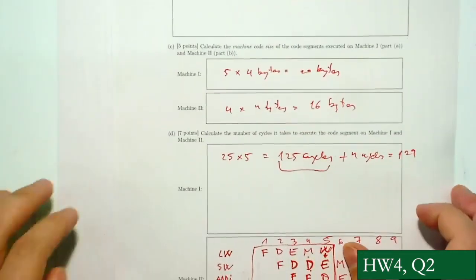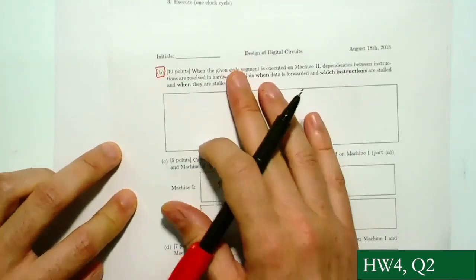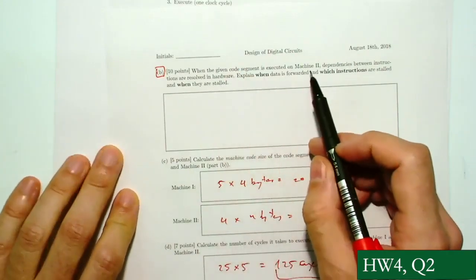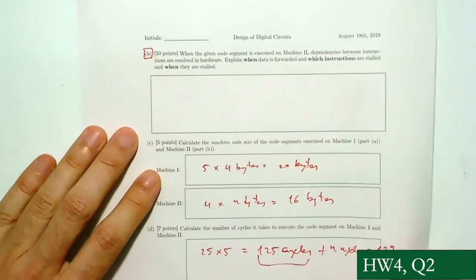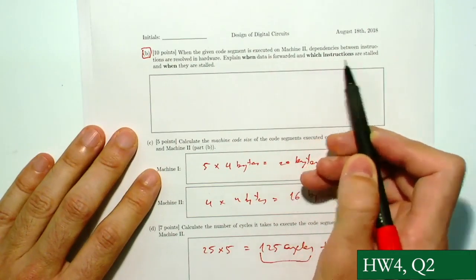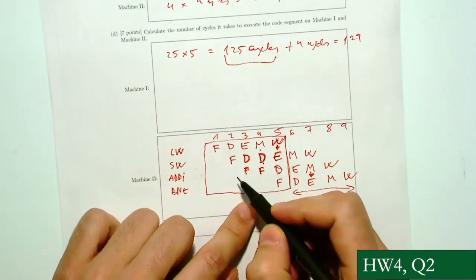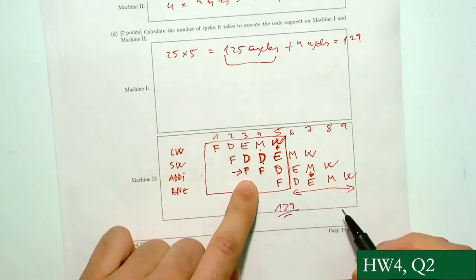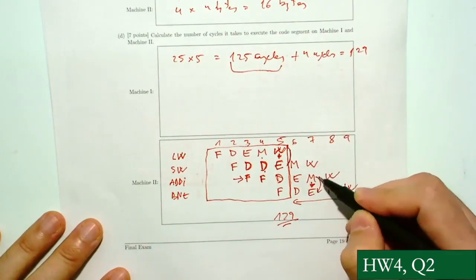So, the last question, I left this to the end because once we solve all these questions, it's very easy to solve. When the given code sequence is on machine 2, dependencies between instructions are resolved in hardware. Explain when data is forwarded and which instructions are stalled and when they are stalled. So we already see that we stall here, and we have data forwarding in here and here.